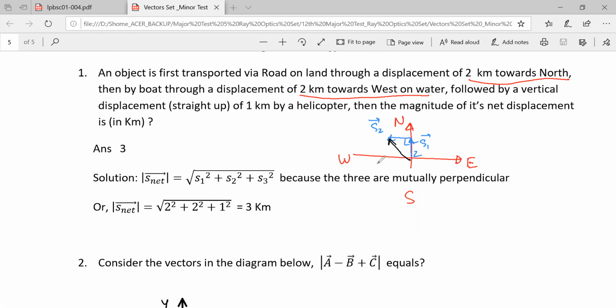First you do this, right? So how much does S1 plus S2 come to? So you can see that this S1 plus S2, okay, it is of magnitude 2 root 2 kilometers, but its direction is towards northwest, and it's like this.